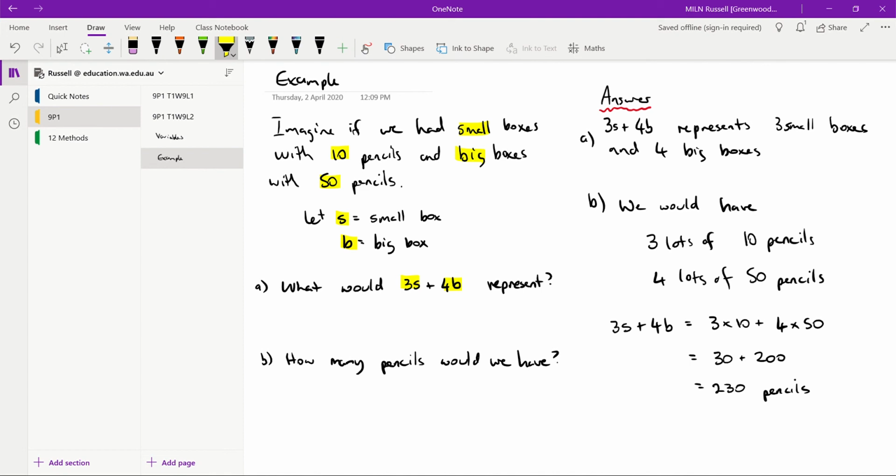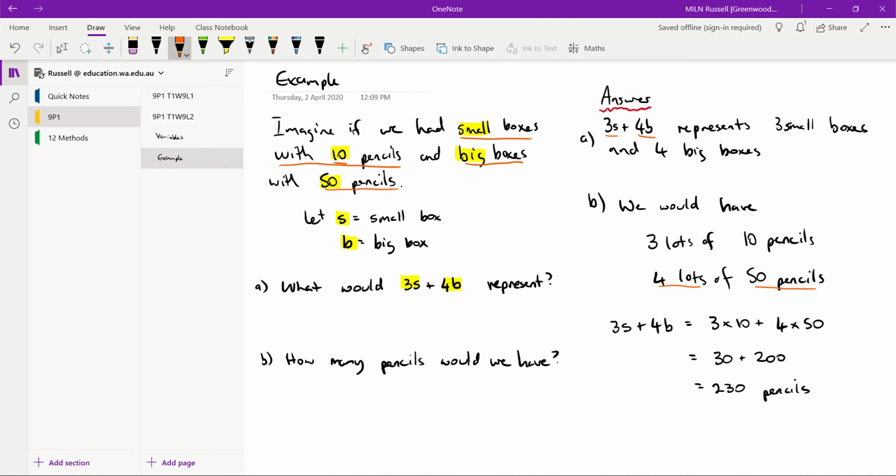So we would have 3 lots of 10 pencils, because each small box has 10 pencils in it. And we'd have 3 lots of 10 pencils with our 3 small boxes. And our big boxes have 50 pencils in it. And we've got 4 big boxes, so we would have 4 lots of 50 pencils.